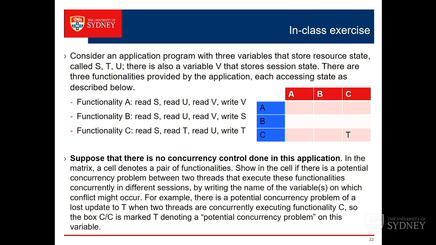A and C, no conflict. The things they share, they're both only reading. So the top row should have an S under B, and that's the possible sharing problem there. And then B and A should be the same as A and B, shouldn't it? Hopefully this is a symmetric matrix, otherwise I'm in deep trouble. B and B, yep, should be on S, because they're both reading and writing S, so their modifications on S could interfere with each other.